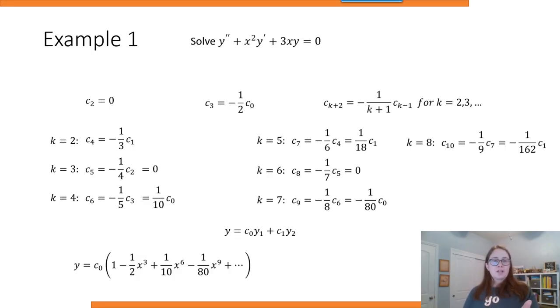The next coefficient I got with the C naught in it was for C3, which was negative 1/2 C naught. So I get 1 minus 1/2 x to the third, because this is my C3. So I'm matching up the subscript on my coefficient with the power of the x here. And then I keep searching, where's my next C naught? When k equals 4, I got 1/10 C naught, and that was my C6. So the next term is 1/10 x to the 6th. And then the last C naught that I got was C9 with the negative 1/80 C naught. So that gives me a minus 1/80 x to the 9th. And then I just do a plus ... to indicate that this is going to continue.